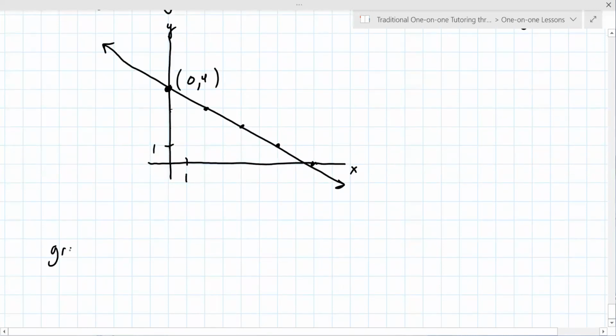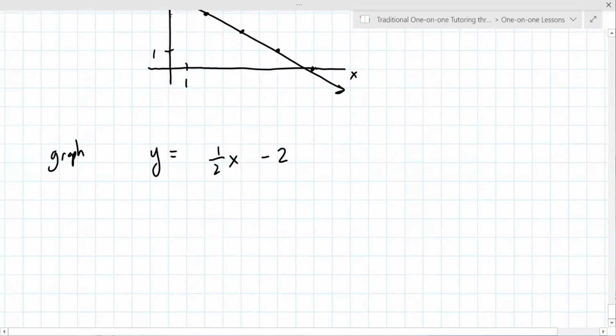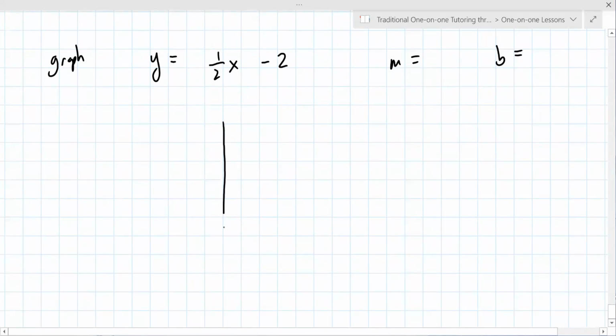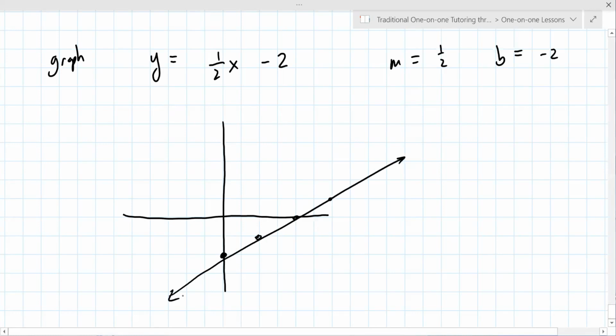So let's say you graph y equals 1/2 x minus 2. What is the slope and what is the b value? The slope is 1/2, the b value is negative 2. So you go negative 2 on the y, which means we're going down. Down 2, and then up 1 to the right, up 1 to the right, up 1 to the right. Then make the two arrows and label it.